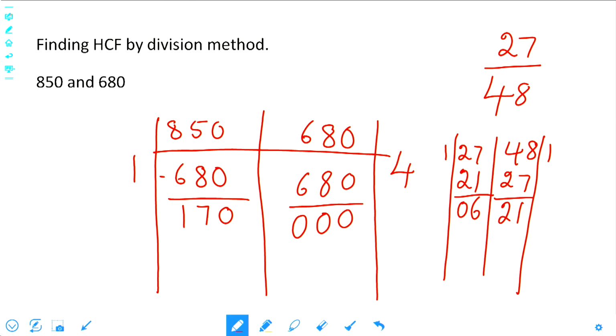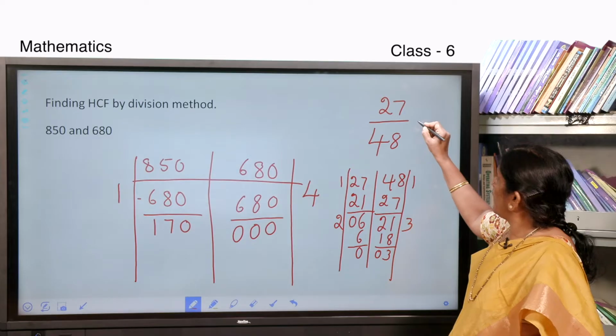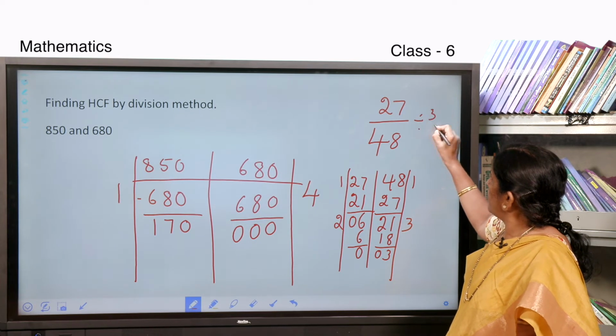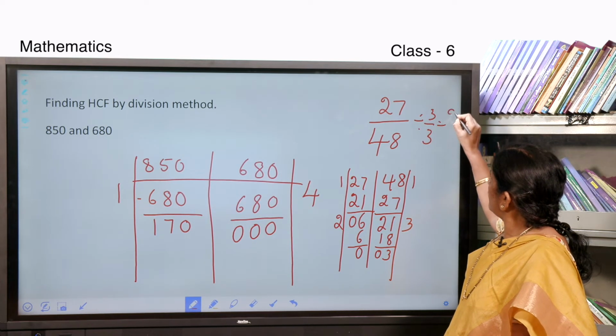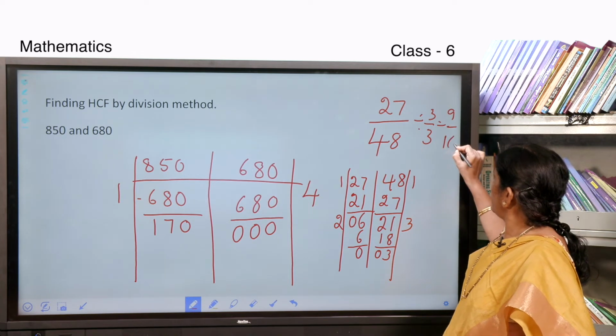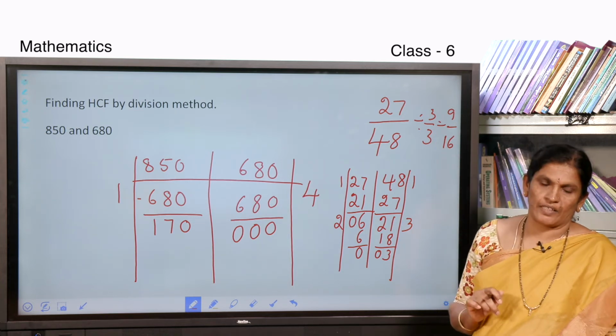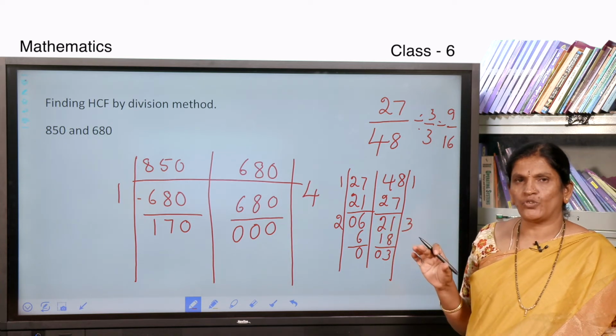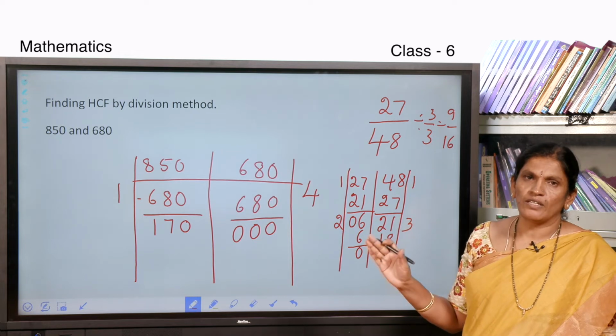Again 6 3s are 18, 11 minus 8, 3, here 1 minus 1, 0, 3 2s are 6, remainder is 0. So, 3 is the HCF here. From this 3, we can divide 27 by 3, that is 3 9s are 27, 3 1s are 3, 3 6s are 18. 9 by 16 is the answer. So, this division method we can use while simplifying fractions into simplest form.